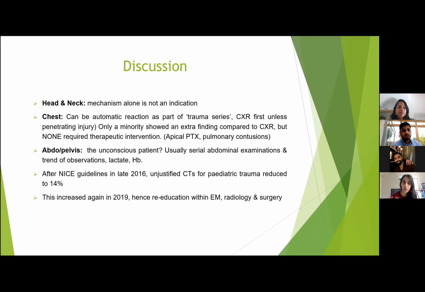And then looking at the Abdomen Pelvis, the unconscious patient is a tricky one because you can't assess tenderness. So we did allow that as a justification for a CT Abdomen Pelvis. But usually you'd look at bruising, signs of hypovolemia, any distension, and that would indicate a CT. But otherwise you would do serial abdo examinations and look at the observations and trends of lactate and any Hb drop.